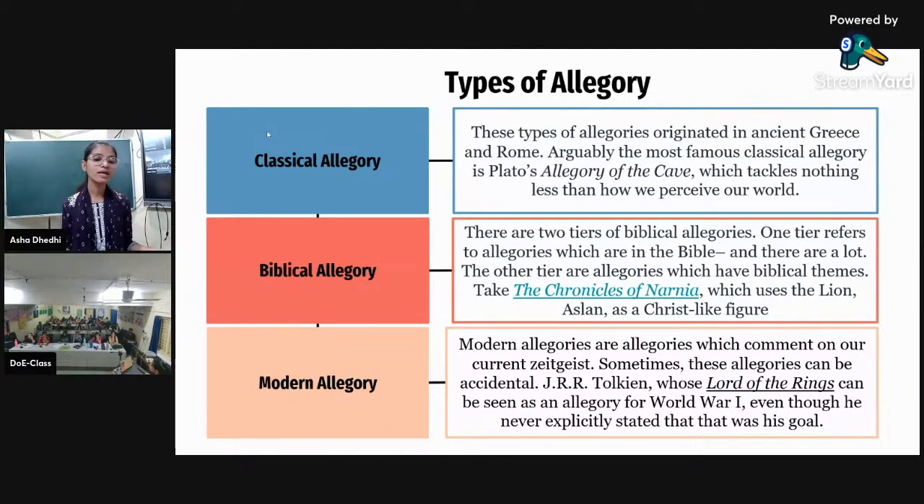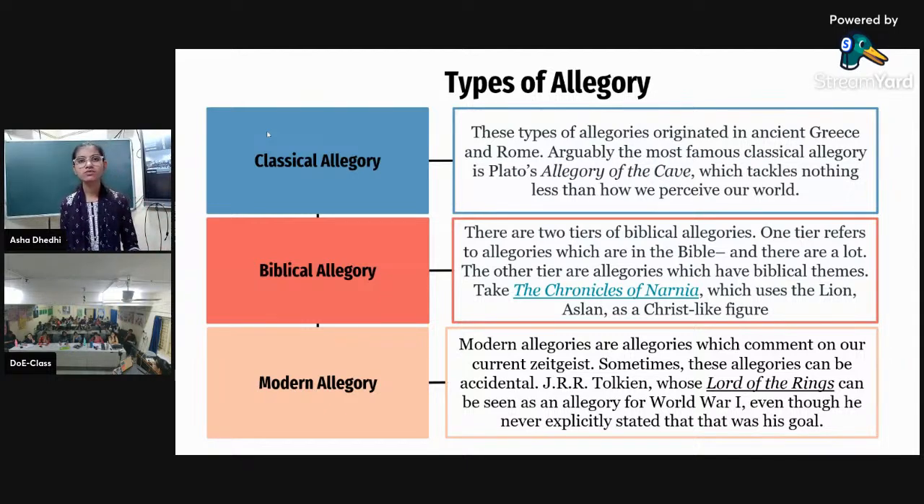Now the second is biblical allegory. Within biblical allegory, we will find certain themes and characters which are borrowed from the stories of the Bible. The best example is The Chronicles of Narnia, in which the character Aslan is represented as a Christ-like figure. So that can be considered a biblical allegory where themes from the Bible are used.